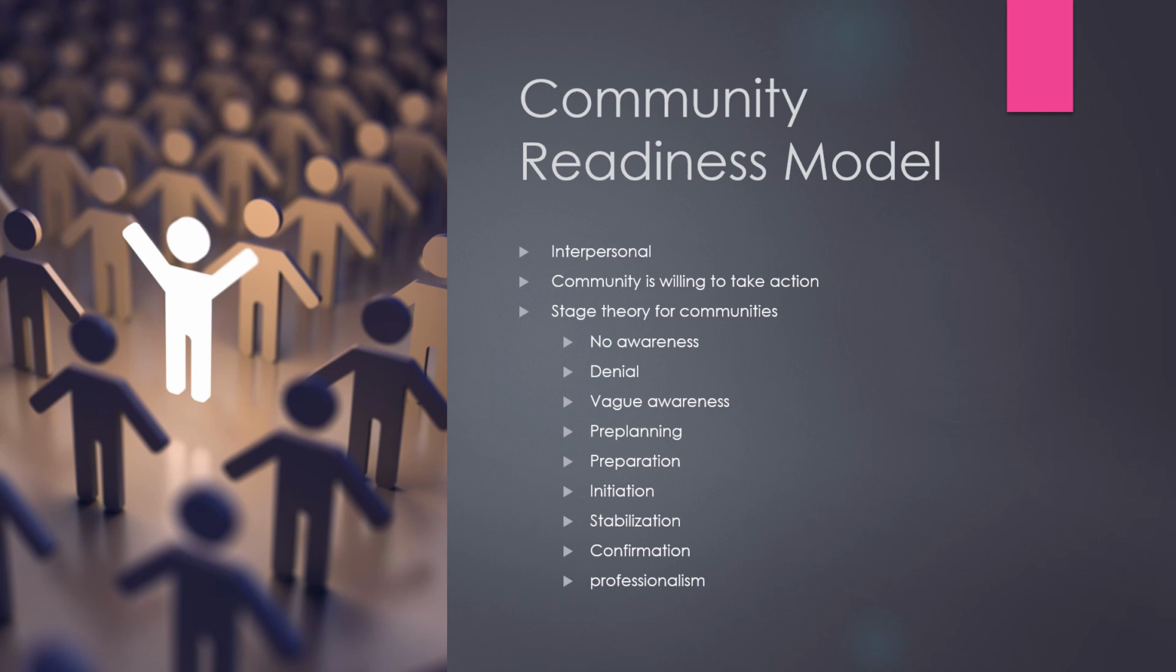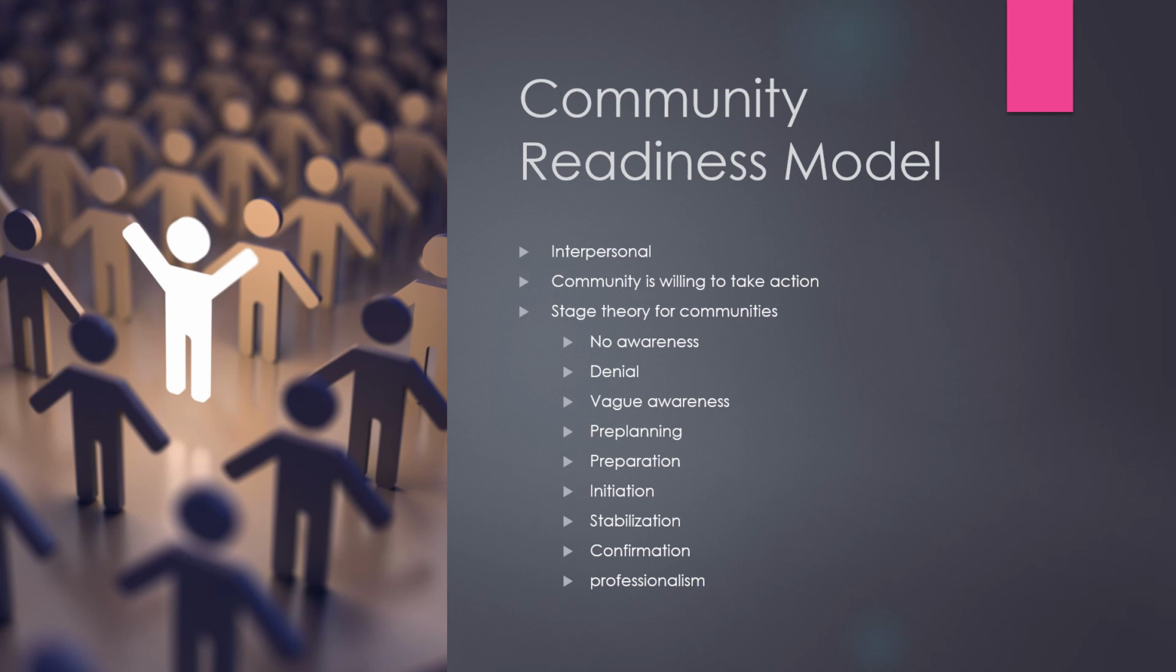This model has 9 stages, starting with no awareness. The problem is not generally recognized by the people, to denial. There is little or no recognition in the community that there is a problem. Vague awareness, feeling among some in the community that there is a problem and something should be done.